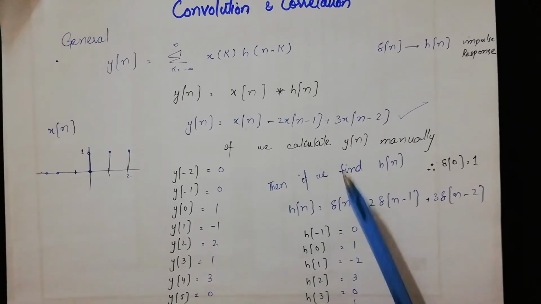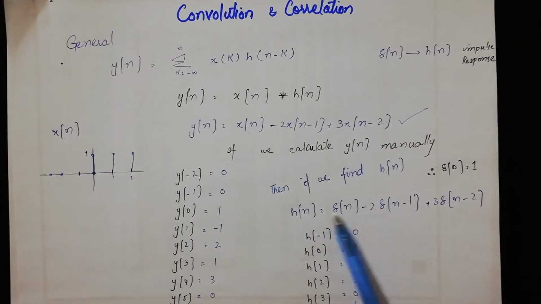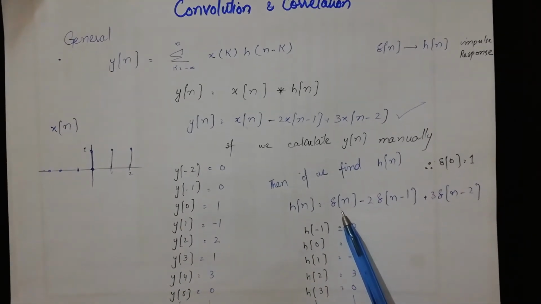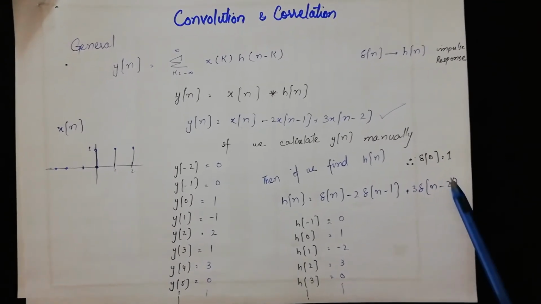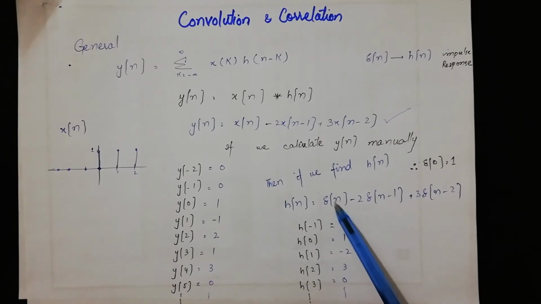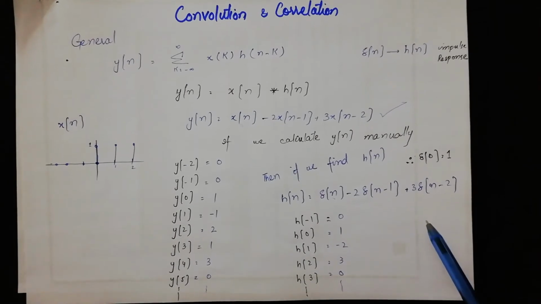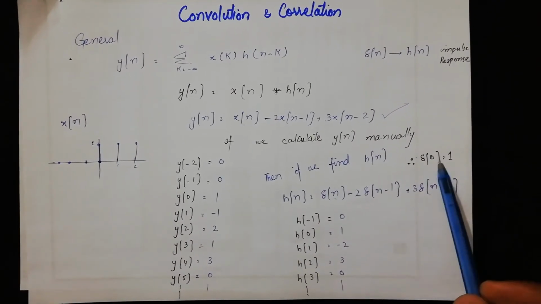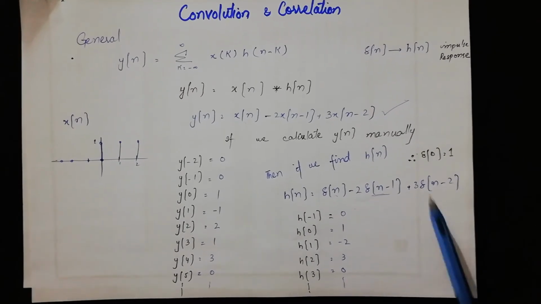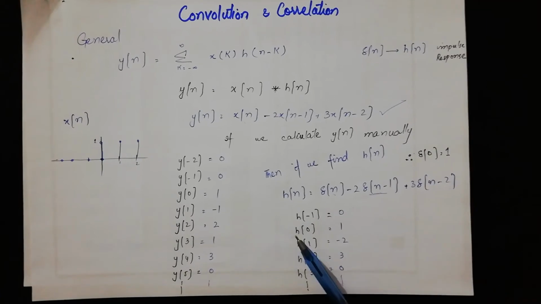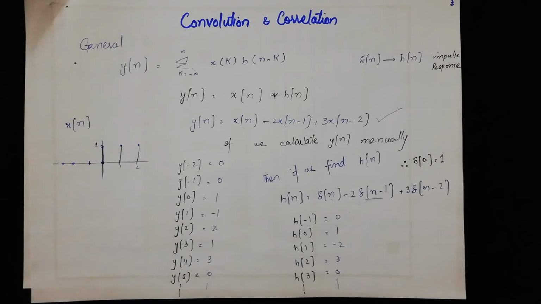Then we find h[n]. In the case of h[n], the input function is the impulse delta[n], and we already know that the impulse at 0 is equal to 1. So when n is equal to 0, the impulse function gives a value, otherwise it is 0 everywhere. So h[n] has different values: h[0] is 1, h[1] is -2, h[2] is 3, and all other values are 0.